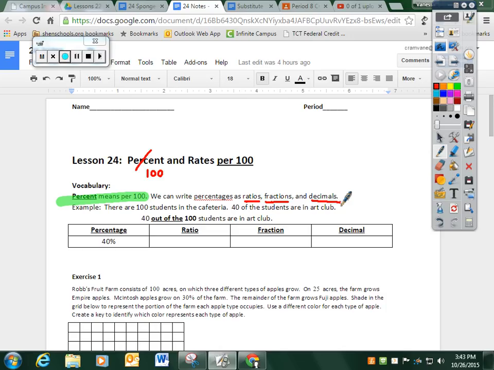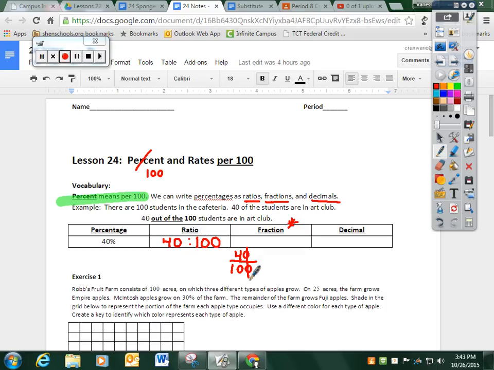Example, there are 100 students in the cafeteria. 40 of the students are in the art club, okay? So that percentage is 40% because the ratio is 40 students in the art club to 100 total. Now, fractions, you would just take that ratio and write it as a fraction. I am going to ask you to simplify the fractions. You can simplify the ratios the same way, but let's just work on simplifying our fractions.